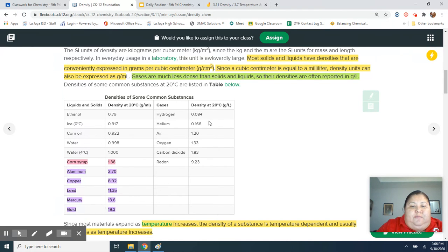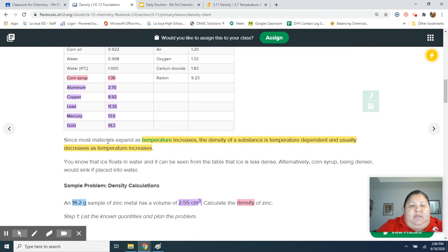Here are some examples of densities of gases. You can tell that most of them are really, really small, except radon. Radon is pretty heavy compared to all these other gases. Since most materials expand as temperature increases, and expand means the volume is getting bigger, the density of a substance is temperature dependent and usually will decrease as the temperature increases. So if temperature goes up, volume expands just a bit, and that will decrease our density just a tad. Just keep that in mind.